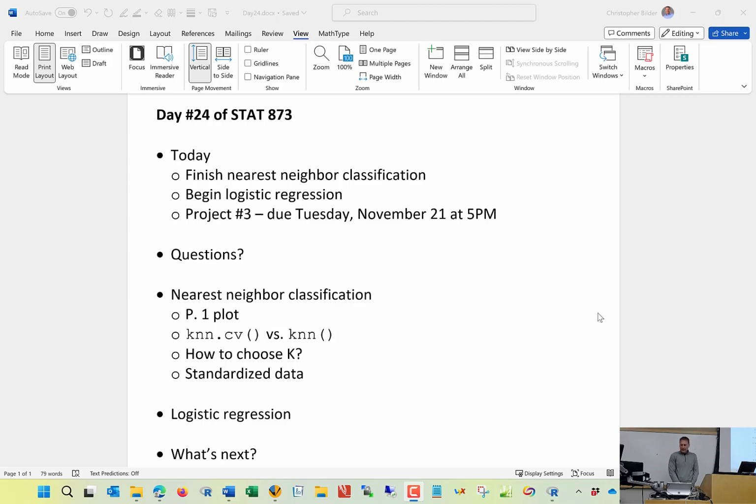Okay, let's begin here. So today we'll finish up this nearest neighbor classification. We'll start also talking about logistic regression. Of course, project number 3 is due next Tuesday at 5 p.m. Are there any questions before we get going here?